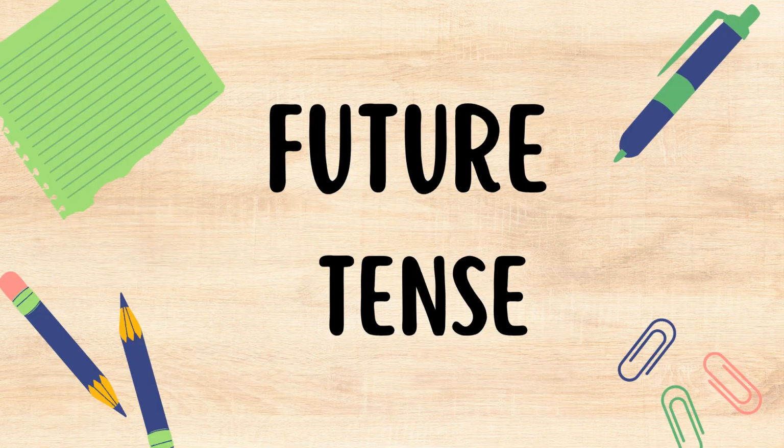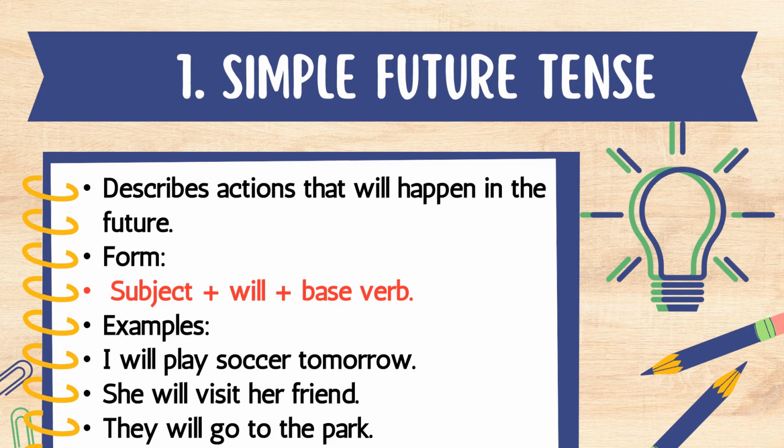Okay, now comes the future tense. Again, it is also divided. Simple future tense describes what will happen. Okay, what will happen in the future. So for this, you will have subject plus will plus base verb. I will play soccer tomorrow. So will, so I is your subject, play soccer tomorrow. She will visit her friends. They will go to the park. Okay. So this is simple future tense.